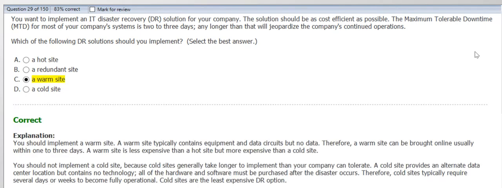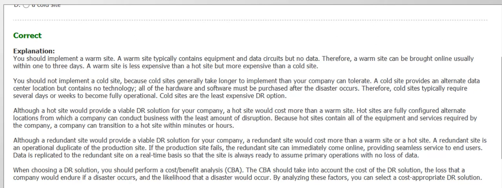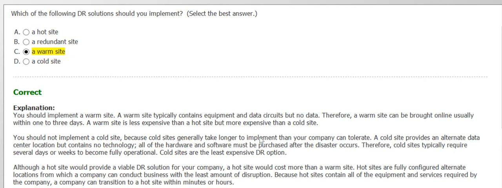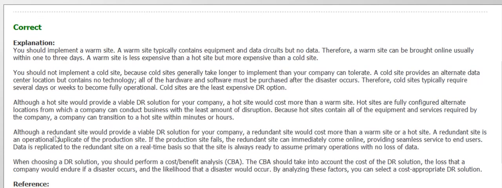Let's see the answer. Yes. We should implement a warm site because it contains equipment and data circuits but no data. Therefore, a warm site can be brought online usually within 1 to 3 days. It's less expensive than a hot site but more expensive than a cold site. A hot site would, however, cost more than a warm site. They are fully configured alternate locations from which a company can conduct business with the least amount of disruption. However, a redundant site would be the most expensive because it's like an operational duplicate of the production site.